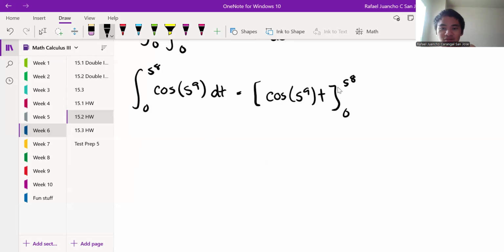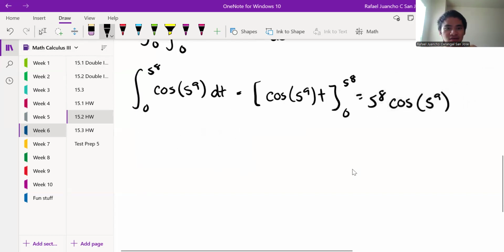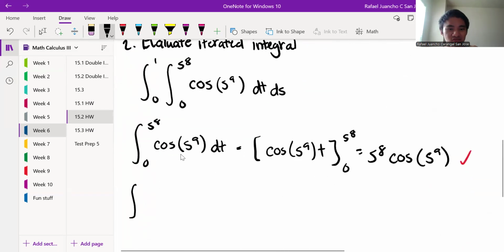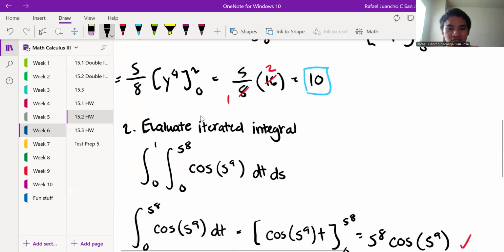Okay, and then from here, we just plug it in to t. So we plug it into t, we get s to the 8th cosine of s to the 9th. And that's it. Let me actually put this to the other side here because it's easier. And then from there, I put a little check mark. And then I now integrate with respect to s, 0 to 1. So here, this is s to the 8th cosine of s to the 9th ds.